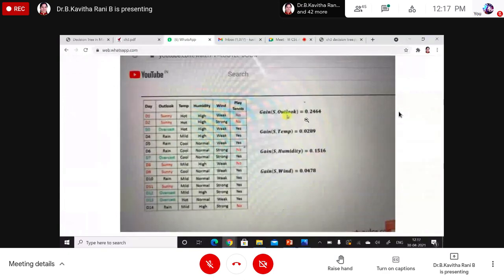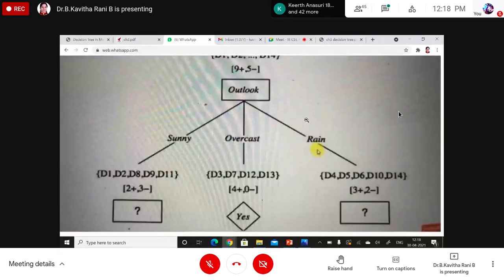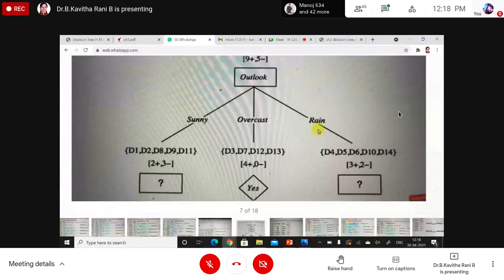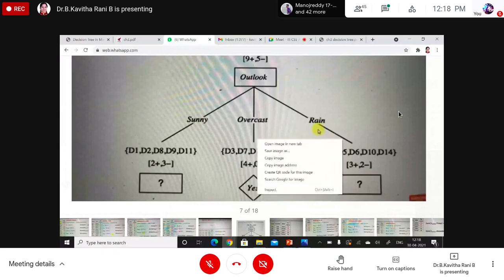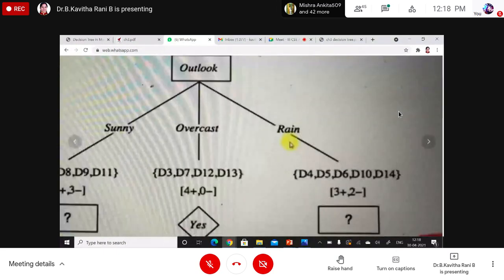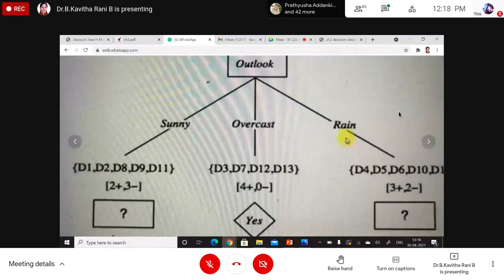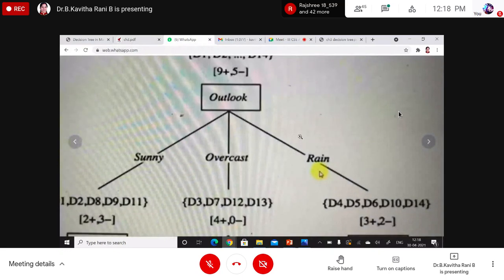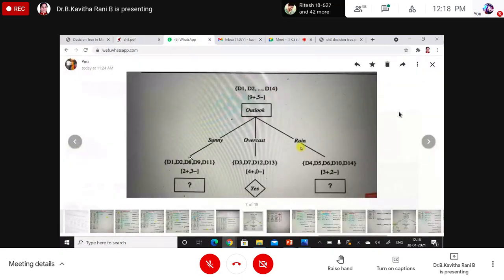So Outlook has the highest value. That particular attribute is taken as the root node. For Outlook, how many outcomes do you have? Sunny, overcast and rain. For overcast, only yes values will be there, so we stop the middle link there, because we are only getting yes. But in the case of sunny and rain, we are not getting either yes or no purely, so we will continue with sunny and rain.